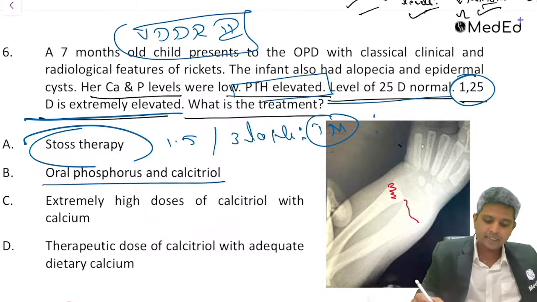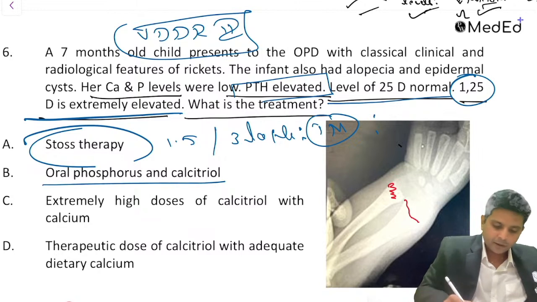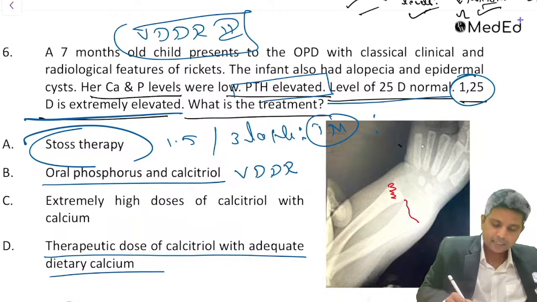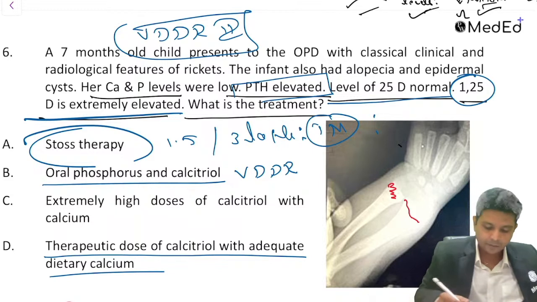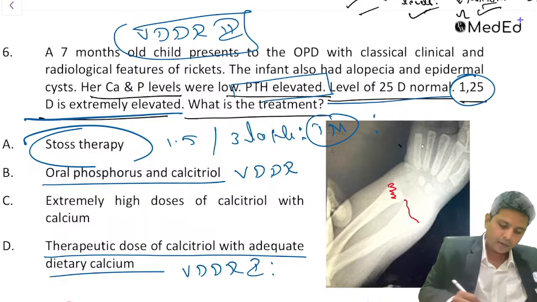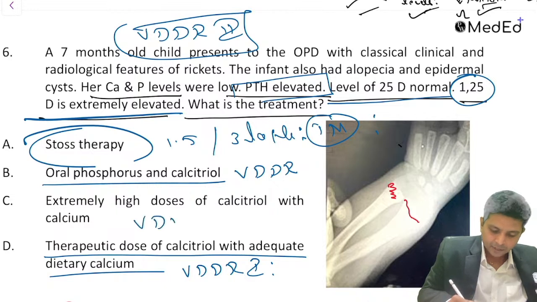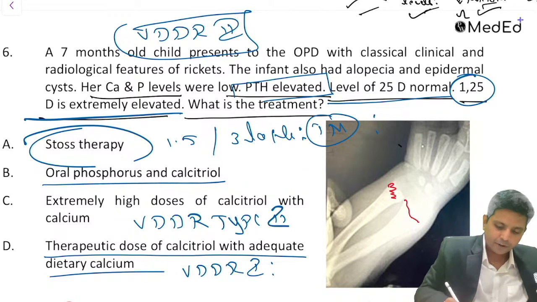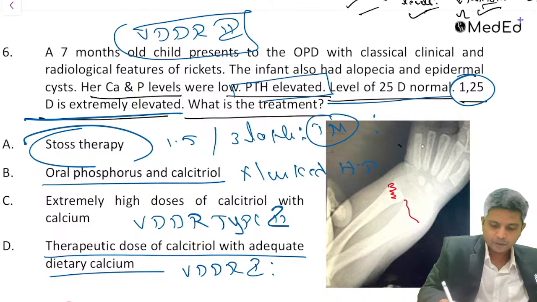Oral phosphorus and calcitriol may be used in cases of what? VDDR. Okay. Oral phosphorus and calcitriol in any form of rickets. Therapeutic dose of calcitriol, that is 1,25 dihydroxy D3, along with dietary calcium in case of VDDR type 1, and extremely high doses of calcitriol with calcium in case of VDDR type 2. And finally, when you give phosphorus, invariably it is a case of X-linked hypophosphatemic rickets.